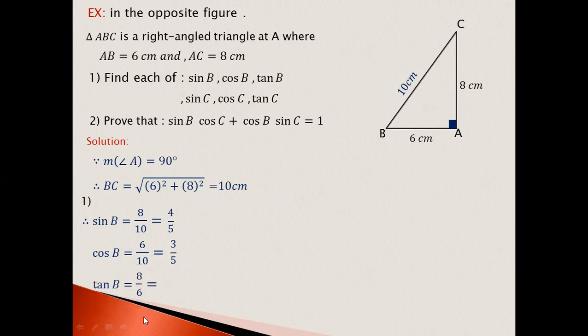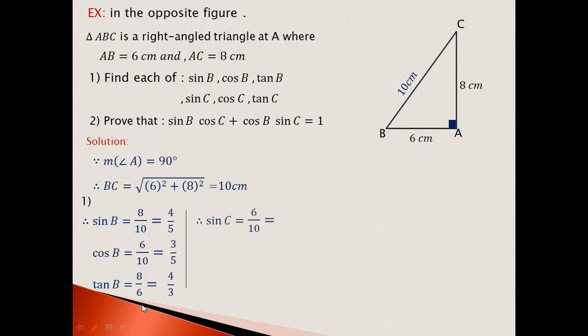And the third trigonometrical function is called tan B, and it's equivalent to the ratio between the opposite side of this angle and the adjacent side of this angle. The opposite side of the angle B is 8 centimeters, and the adjacent side of the angle B equals 6 centimeters. So the trigonometrical ratio is going to be 8 over 6. And 8 over 6 can be written in the simplest form, 4 over 3, if we divide by 2 up and down.